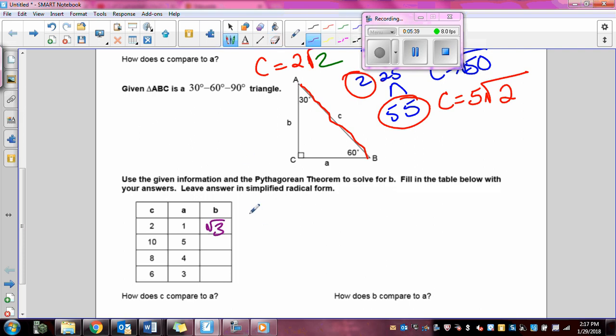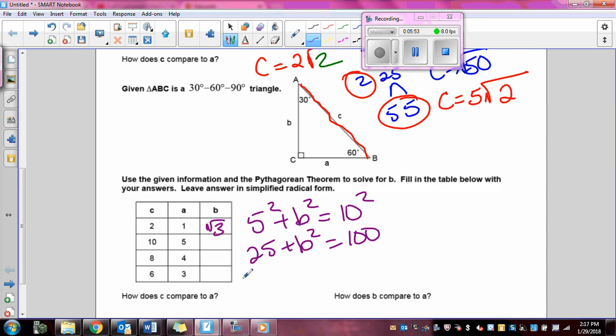I have a squared, which is 5 squared, plus b squared, we don't know, equals c squared, which is 10 squared. 5 squared is 25 plus b squared, we're not sure, equals 10 squared, which is 100. Subtract your 25 to move it to the other side. b squared equals 75. And to get rid of the squared, we're going to take the square root.